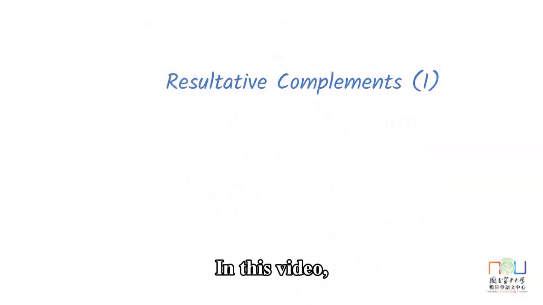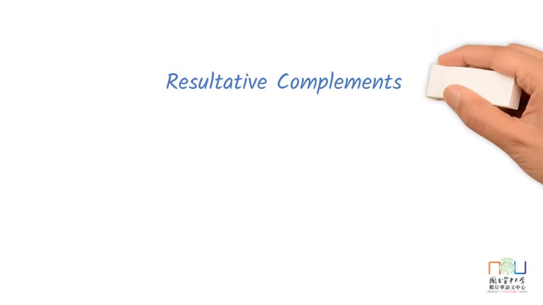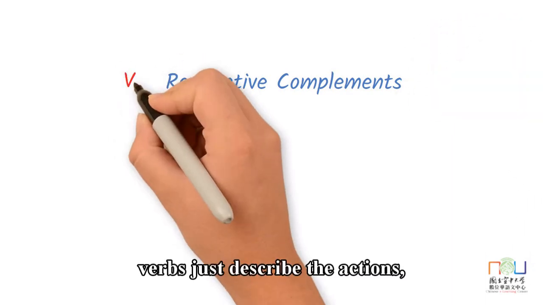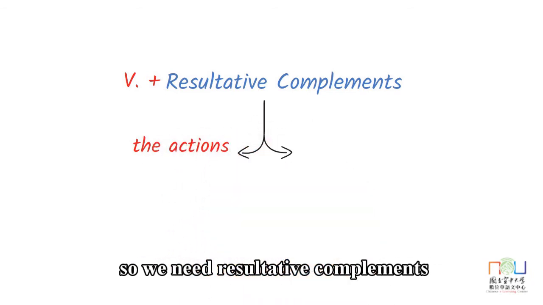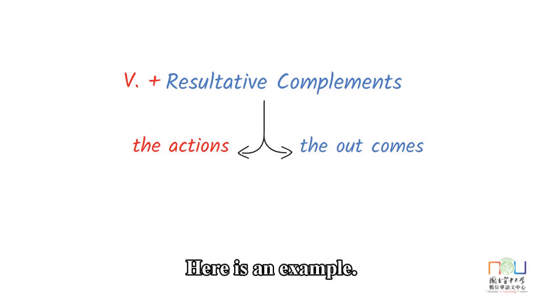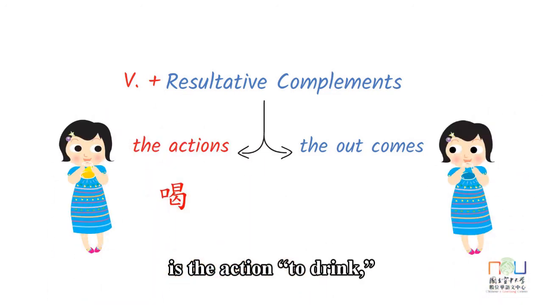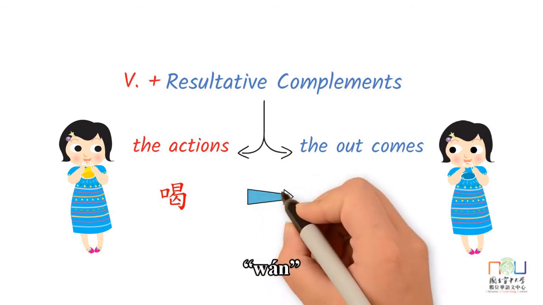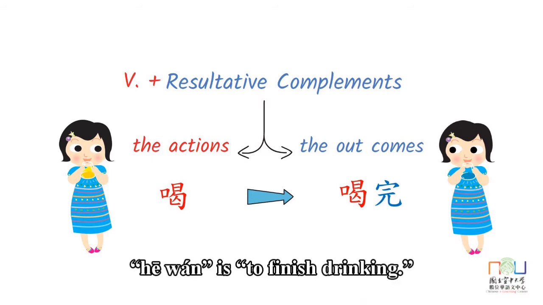In this video, we're going to review resultative complements. In Chinese, verbs just describe the actions, so we need resultative complements to indicate the outcomes of the actions. Here's an example. 喝 is the action to drink, and 完 indicates to be finished. Thus, 喝完 is to finish drinking.